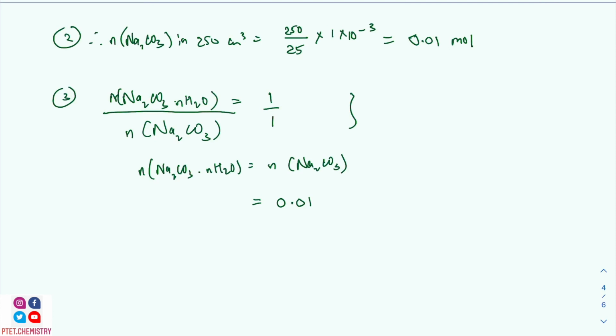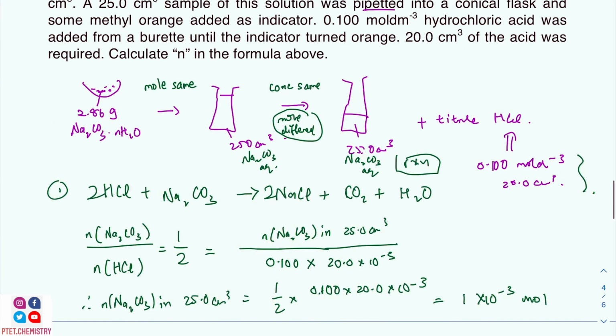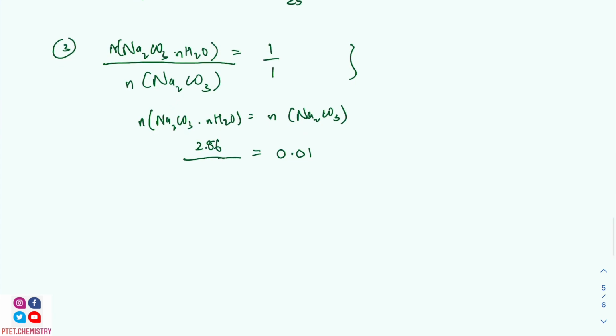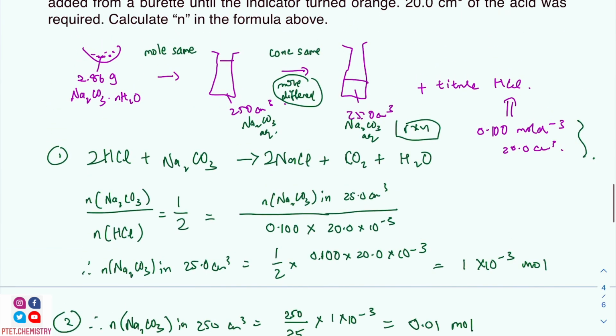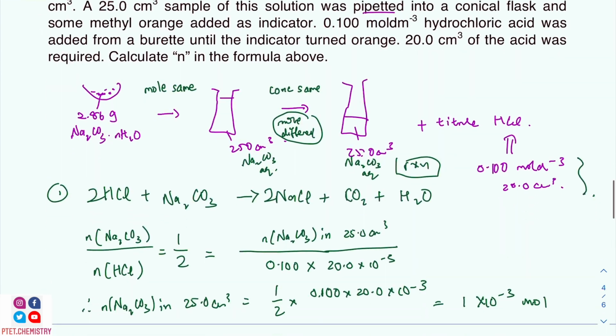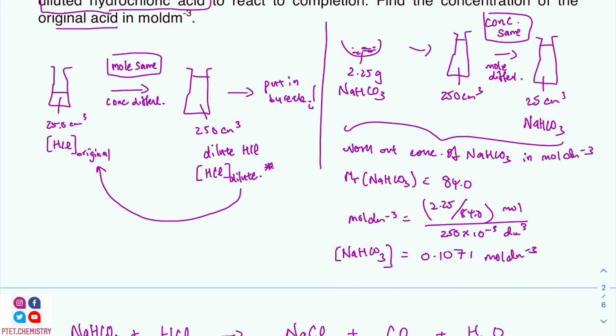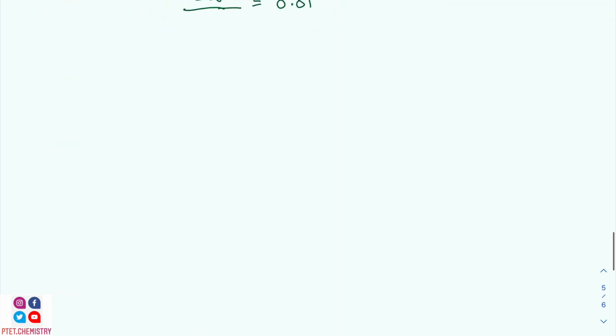So the mass of that thing above was 2.86 gram. Remember the whole thing here was the hydrated sodium carbonate with the NH2O. Okay, so that is the mole, that is the mass. What is the molar mass? The molar mass of sodium carbonate, I think I worked it out before. Did I? Oh no, before I worked out the sodium hydrogen carbonate mass, which is different. Okay, so let's work it out.